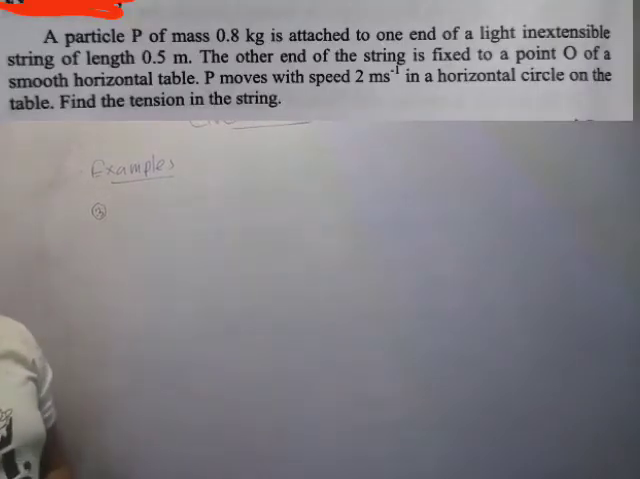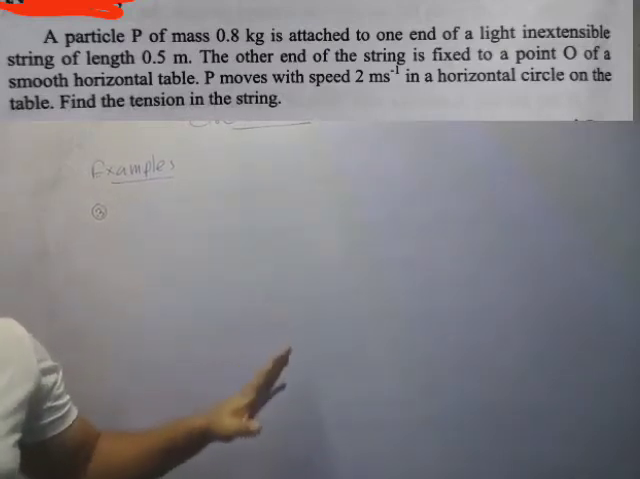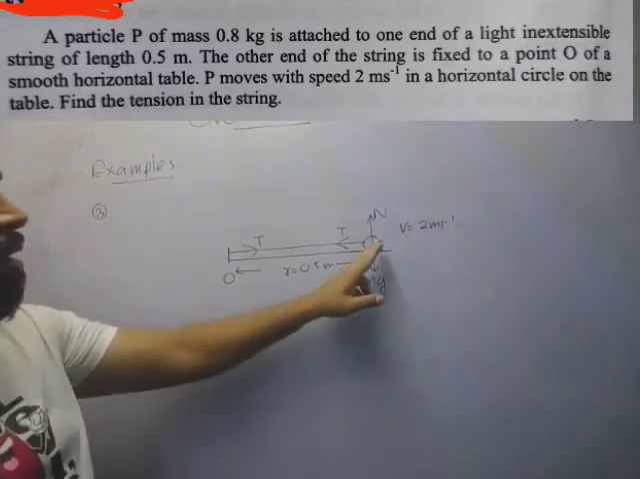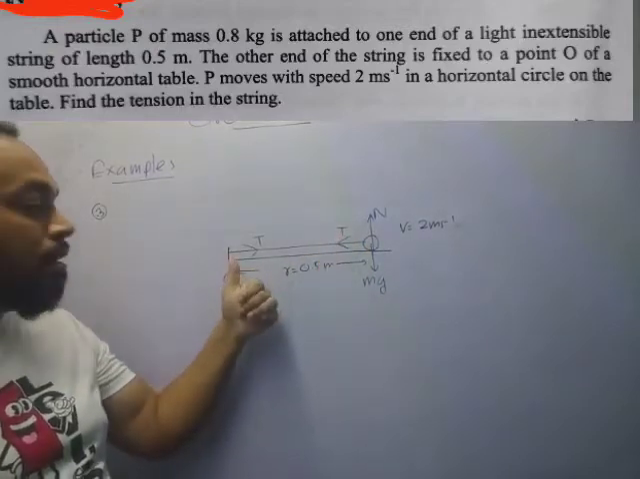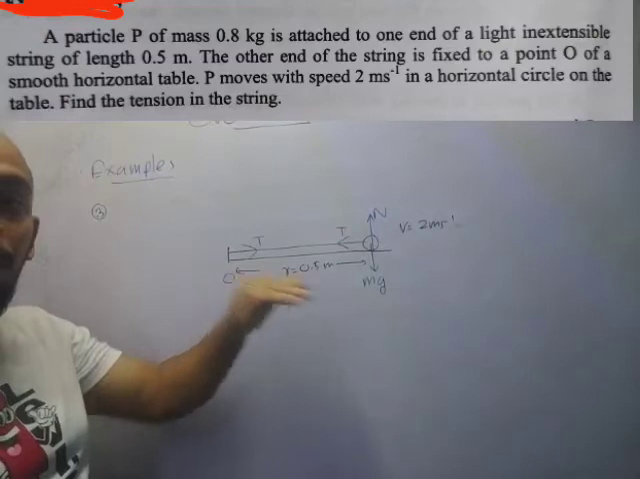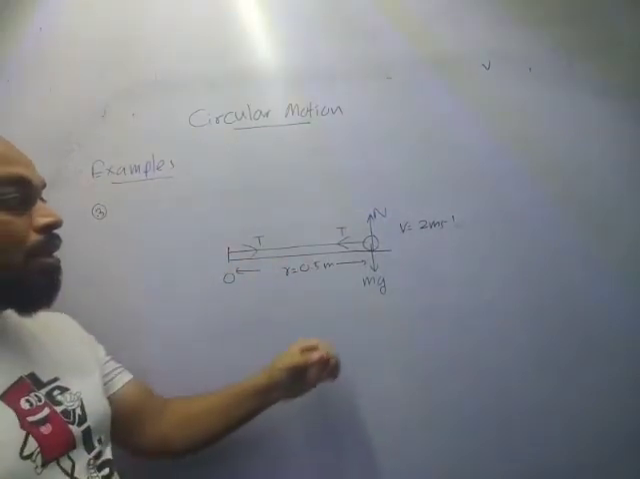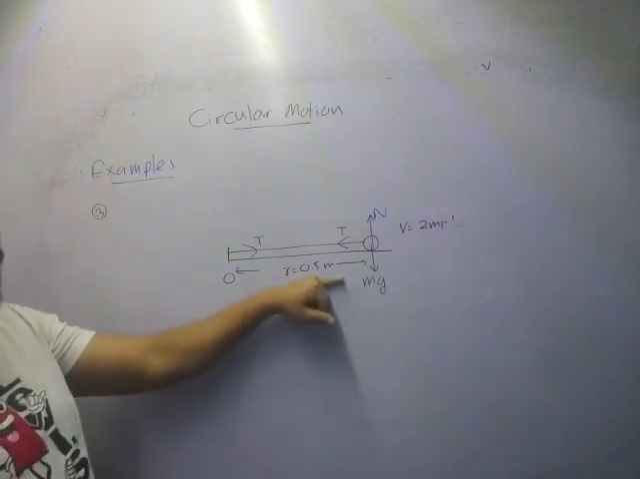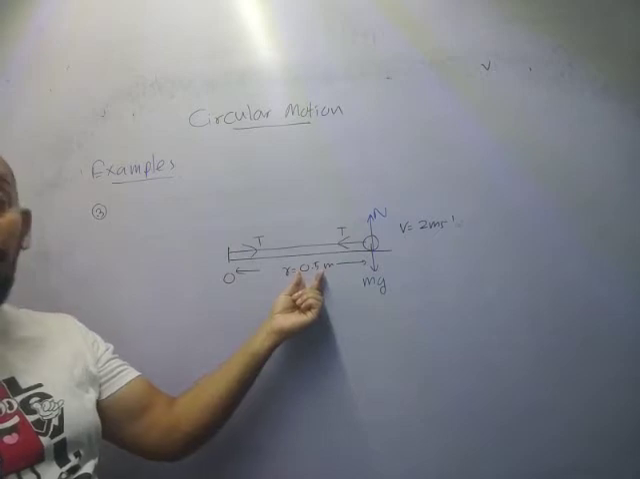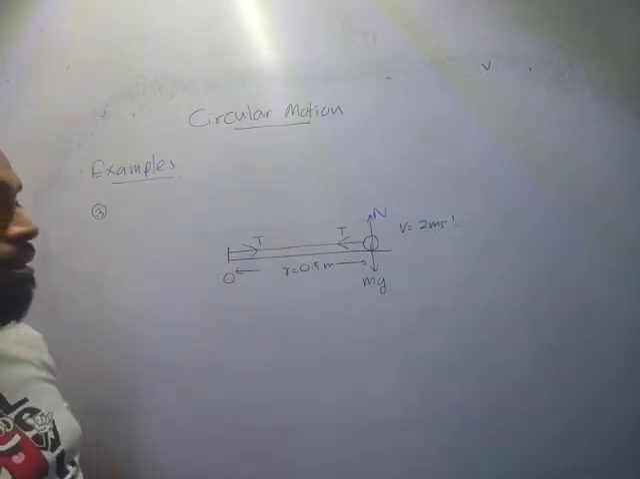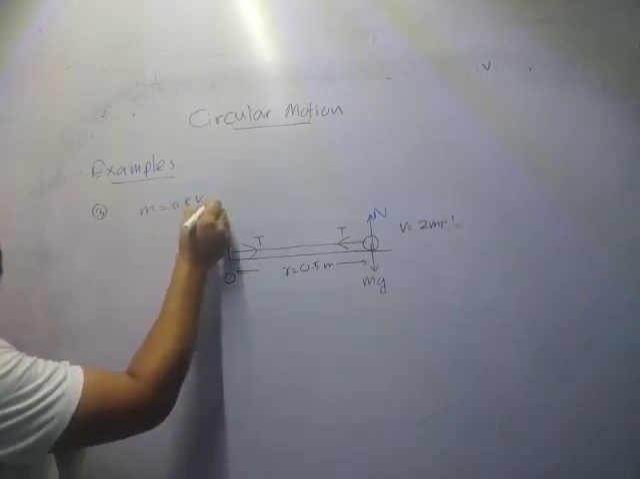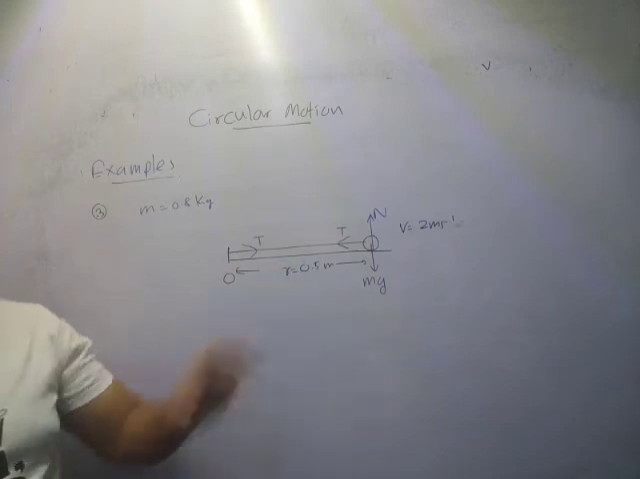Now let's look at the third example. The problem will appear on the screen now. So note it down and try this by yourself first. Right, so in this problem, this particle is attached to a string, right? The other end of the string is attached to a fixed point on a horizontal table, and it is moving with a linear velocity 2 meters per second in a circular path. The length of the string is 0.5 meters, which would be the radius of the circle, and the mass is 0.8 kilogram. They are asking us to find the tension, right?